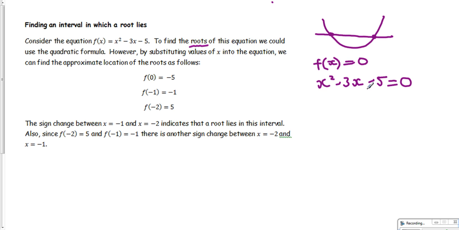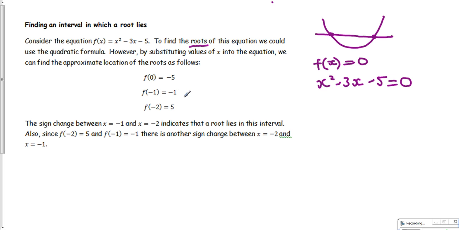algebraic method. Now what I'm actually doing here is just looking at the basics of the techniques, and what I've done is I've substituted in 3 values and looked at the answers that I've obtained. So if I substitute in 0, I get an answer of minus 5. If I substitute in minus 1, I get an answer of minus 1. And if I sub in minus 2, I get an answer of 5.